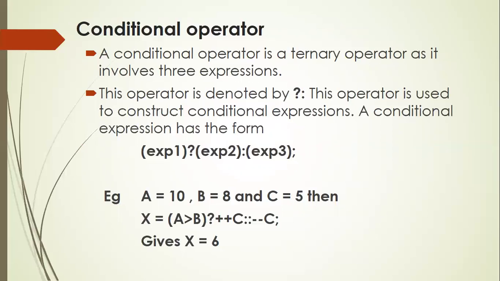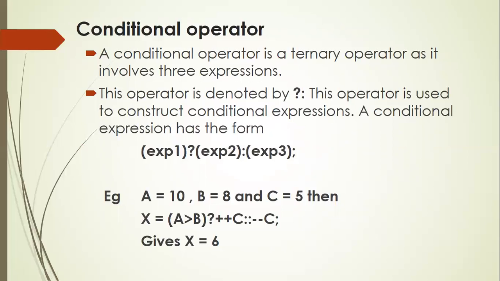Let us take one simple example. A equal to 10, B equal to 8, C equal to 5 are the three different variables. Then x equal to A greater than B, question mark, plus plus C, colon, it's not double colon, it's a typographic mistake, colon, minus minus C. So here A greater than B is evaluated. Is it true or false? True. If it is true, then the second expression plus plus C is evaluated. So C plus plus means it becomes 6. Now in that case minus minus C is not evaluated. The result is transferred. So 6 is transferred to x, which means x becomes 6.